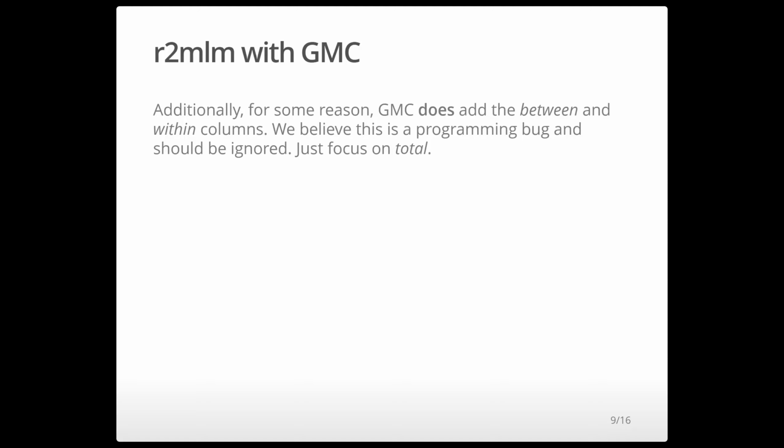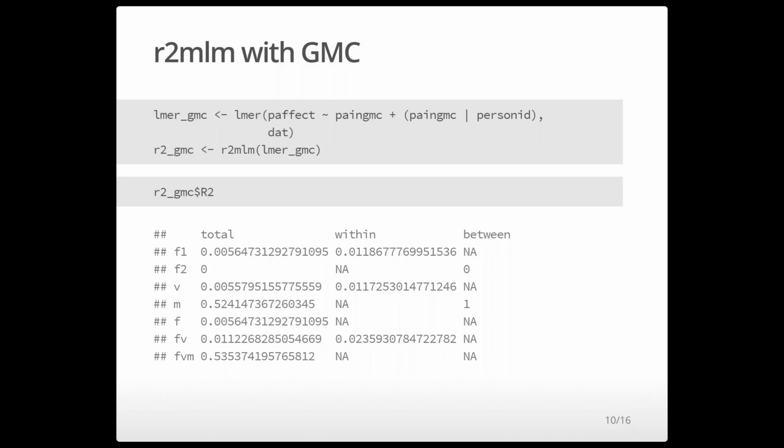And this appears to be some kind of programming bug. It may be that it's seeing that the variables are centered in some way, so it's assuming that you've centered them within cluster. So it's not actually detecting whether they're centered within cluster or grand mean centered in the way it intends to. Either way, the advice is ignore those extra columns for now. And even if you grand mean center, just focus on the total column.